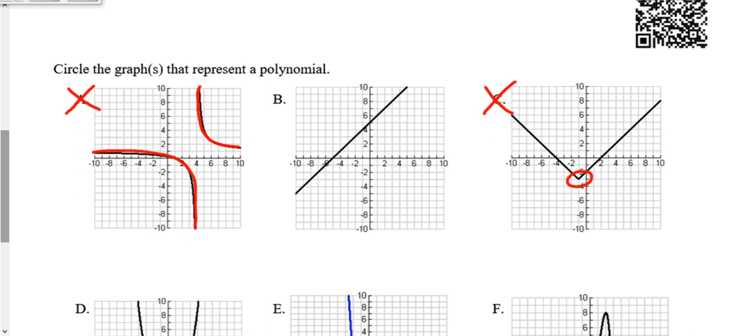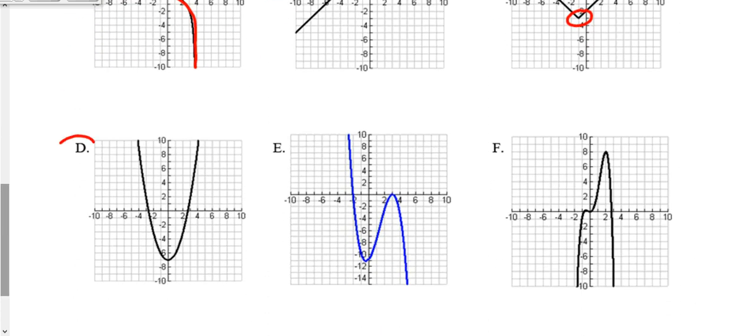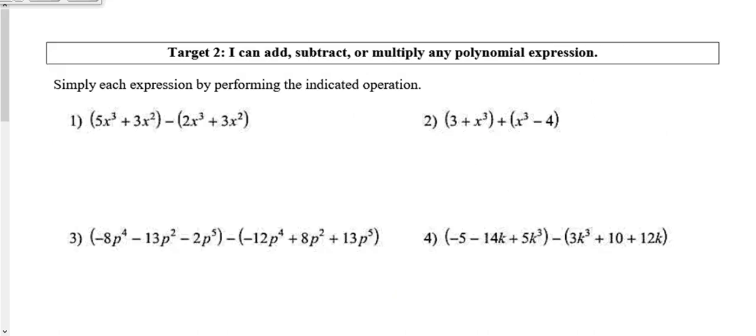The remaining 4 graphs are all polynomials. We mentioned in the notes that linear functions are polynomials, as are quadratic, so that should make sense. And then E and F follow all of our rules for polynomials as well. On the back, we're going to do some operations. So we're going to start with addition and subtraction.